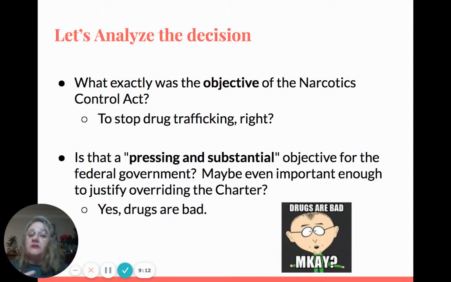So first we look at the objective of the act, right? So what's the objective? It's to stop drug trafficking. Is that a pressing and substantial objective in Canadian law? I'd say so. Yeah. We need to fight the mass trafficking of really harmful drugs. Is it important enough even to justify overriding a charter? I mean, I'm using a meme here. Drugs are bad, okay? But seriously, drug trafficking and drug-related crime and the addictions caused by drugs are serious issues in Canadian society. So it passes the first part of the Oakes test, no problem.